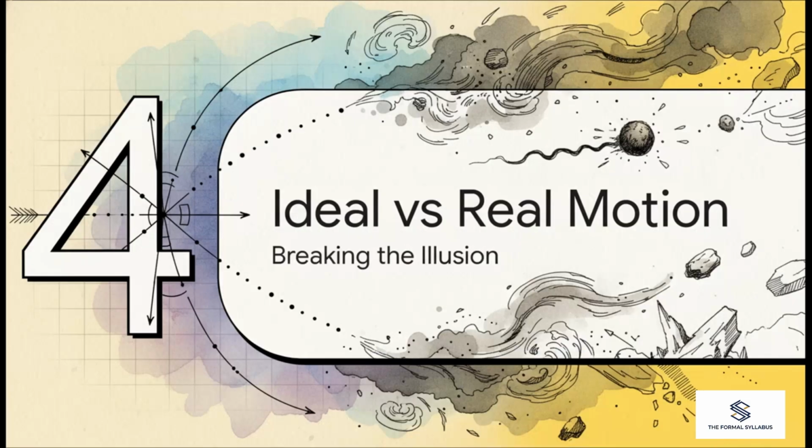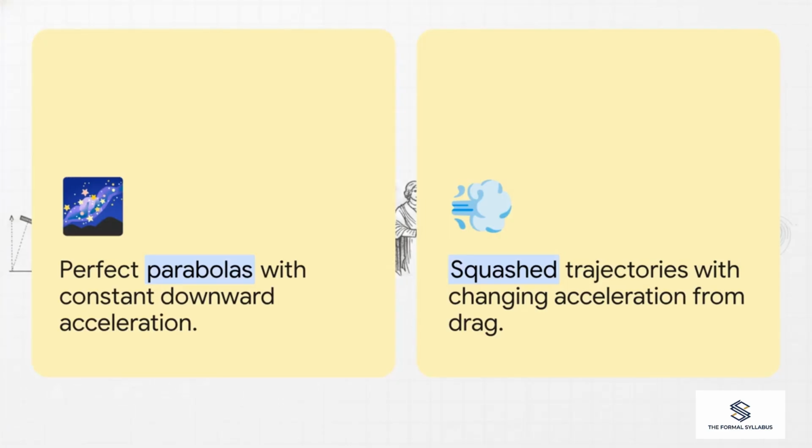Mind-blowing, right? Let's look at Section 4, Ideal Motion versus Reality, Breaking the Mathematical Illusion. With tools like uniform acceleration and independent force vectors, we can calculate a beautiful, perfect parabolic curve for any thrown object. But we are now leaving the comfort of Galileo's theoretical vacuum. It's time to enter the messy, chaotic, real world.